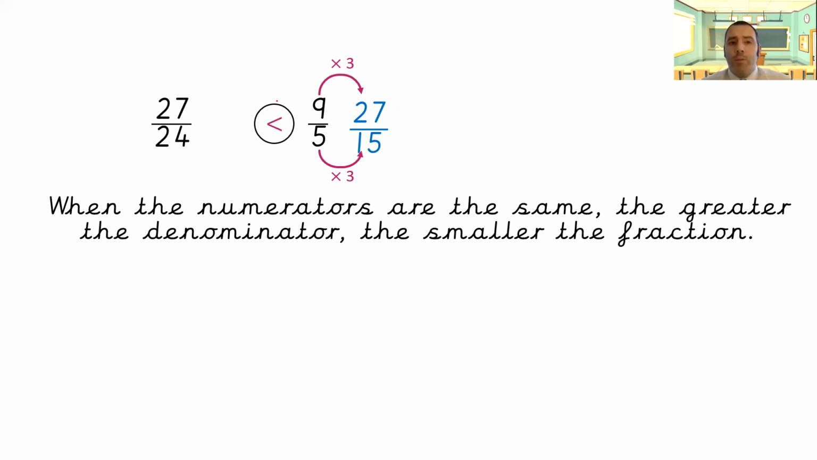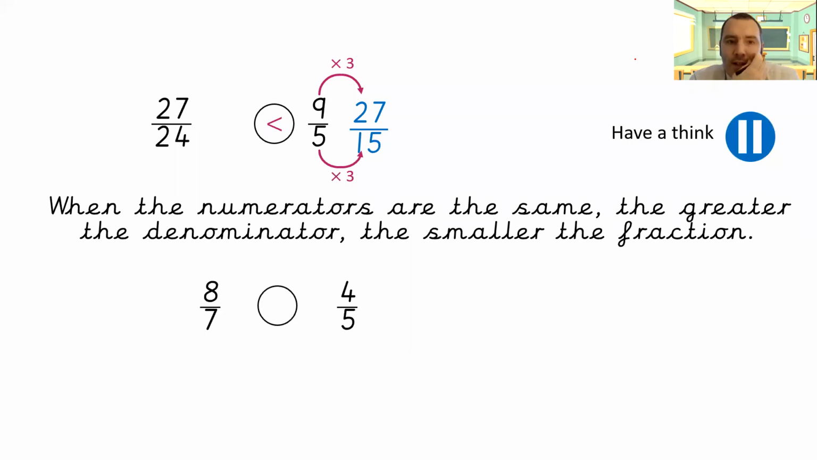So 27 over 24 is less than 9 fifths. So we've got the numerators the same. 15 is less than 24. So it means that's the bigger fraction. So where the numerators are the same, the greater the denominator is, the smaller the fraction is. So thinking about this, and now we've got our rule. Have a look at the two fractions on the screen. How can I make my numerators equal or make them the same? Pause here, have a go at this.